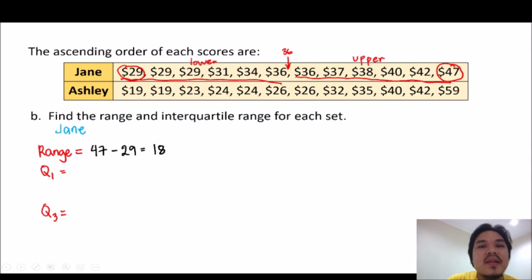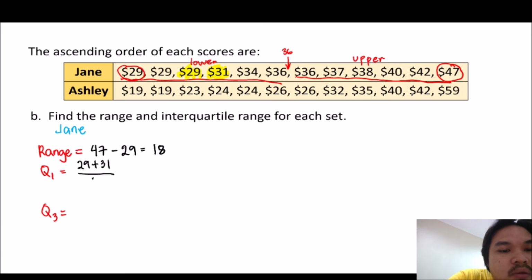To find the first quartile, or quartile 1, we need to get the middle value of our lower half. So the middle values are 29 and 31 for the lower half. So to get quartile 1, we need to average 29 and 31. So 29 plus 31 divided by 2, which is 60 over 2. So 60 over 2 is 30.